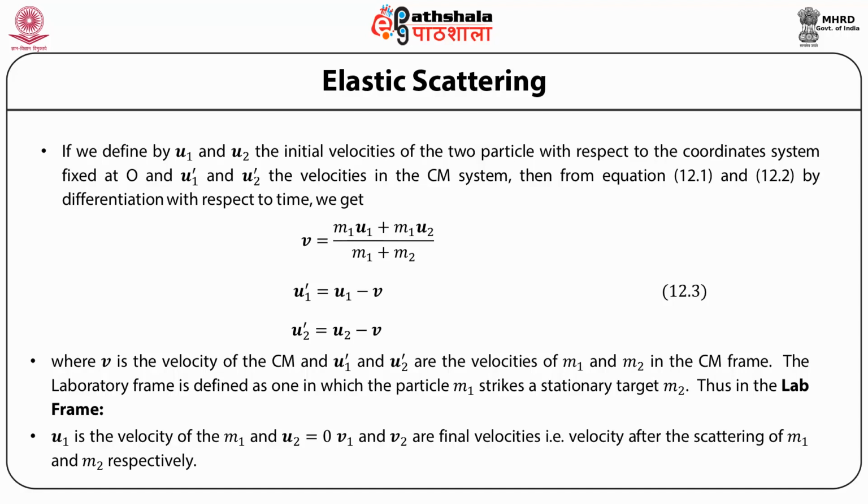v1 and v2 are the final velocities, that is, the velocities after the scattering of m1 and m2 respectively. So initially particle 1 has a velocity u1, and particle 2 is at rest. After scattering, particles 1 and 2 have velocities v1 and v2 respectively. In the center of mass frame, the initial velocities of the two particles are u1 prime and u2 prime, and v1 prime and v2 prime are designated the final velocities of the particles.